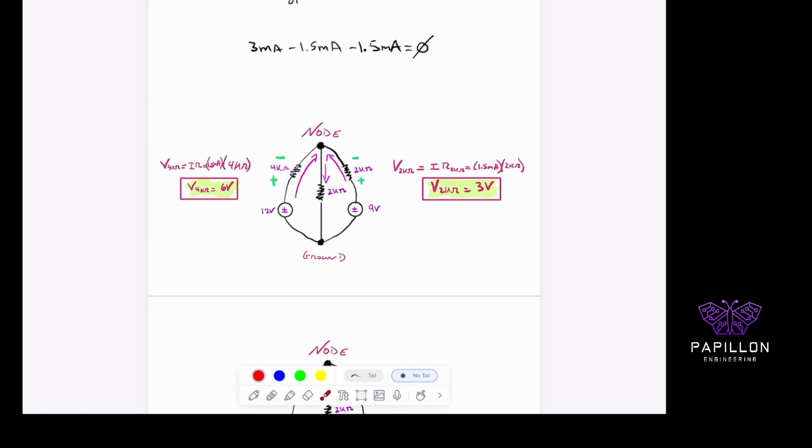Because we already know that the current is the same on an isolated branch, right? So here's an isolated branch, it starts here and goes to here. That means the current here is 1.5, here it's 1.5, here's 1.5, here's 1.5. So the entire branch is 1.5 milliamps. So I get back that the voltage across the 4K must be 6 volts, okay?